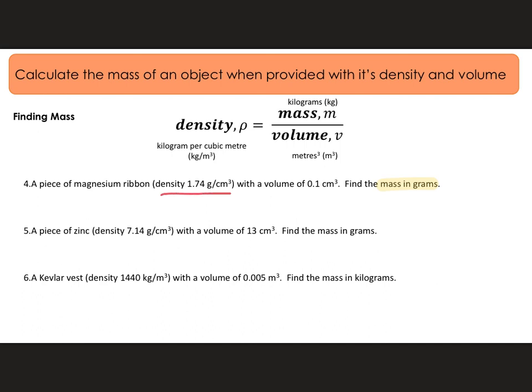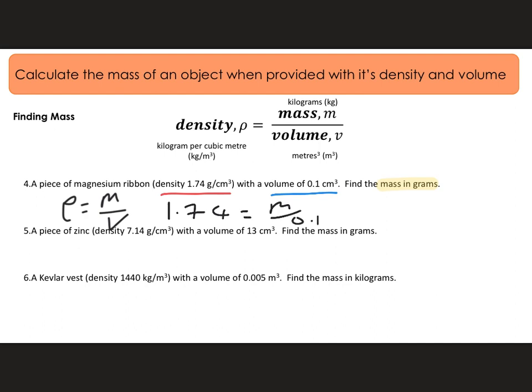So we've got density is 1.74 grams per centimetre cubed. That's okay because it's in grams, I don't need to change the units there. And we've got a volume of 0.1 centimetres cubed. Again, nothing needs changing there because it's in centimetres cubed and the units match between the density and the volume. So I'm now going to write out my equation, that rho is equal to mass over volume, and I'll substitute the numbers in. So I get 1.74 equals mass over 0.1.